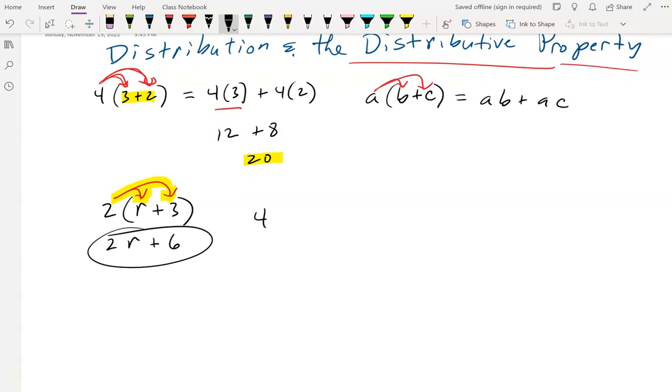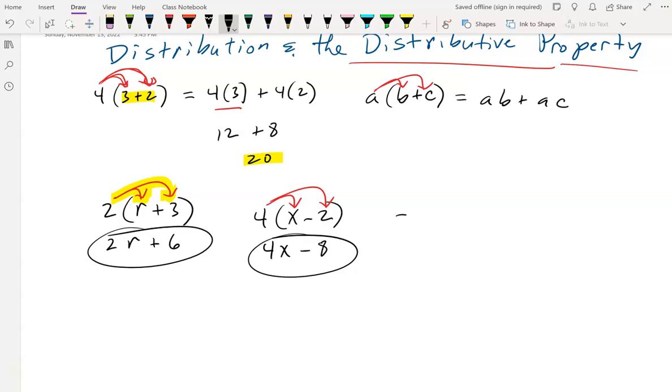Let's look at 4 multiplied by x minus 2. Okay, now 4 times x minus 2, I am going to multiply 4 times x, which is 4x, and I am going to multiply 4 times negative 2. And so 4 times negative 2 is negative 8. And we have now multiplied 4 and distributed it into x minus 2. 4x minus 8.